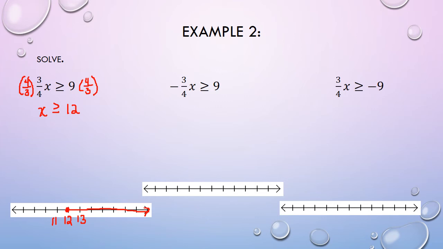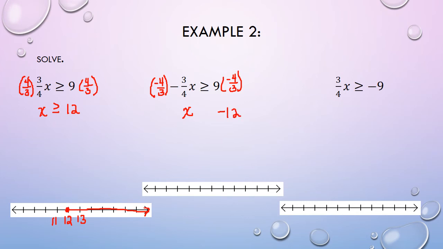So now looking at the second one there, the negative 3/4, we're going to multiply by the reciprocal again, but the reciprocal this time is negative 4/3. We're going to multiply by negative 4/3 on both sides. Now, negative 4/3 times negative 3/4 still gives you that positive x. 9 times negative 4 divided by 3 gives us negative 12.